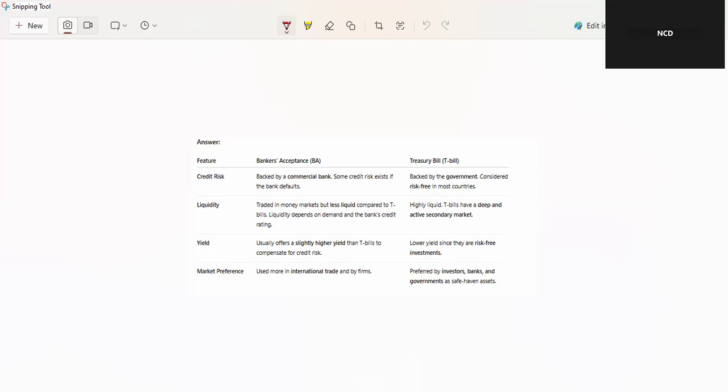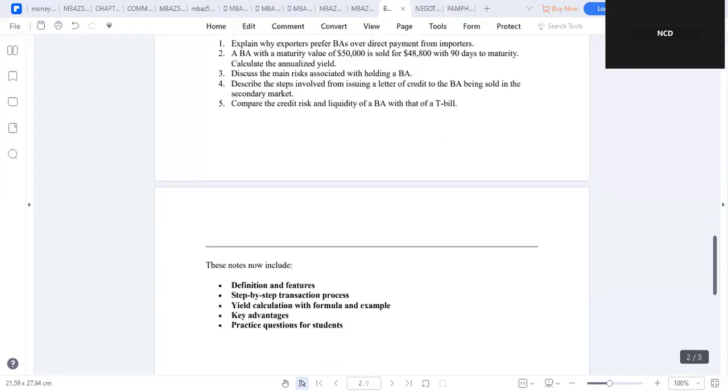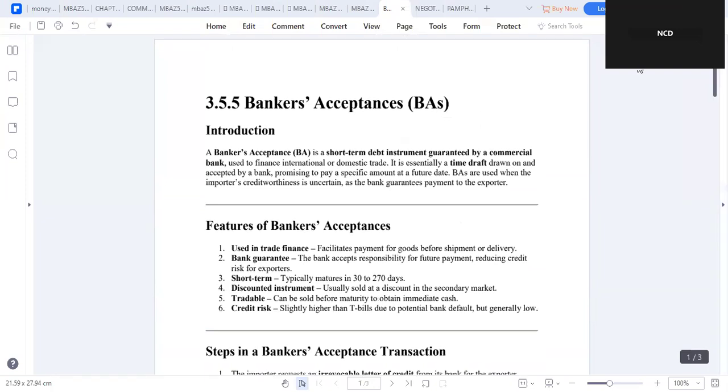So this is where we end in terms of the banker's acceptance. So we end here.